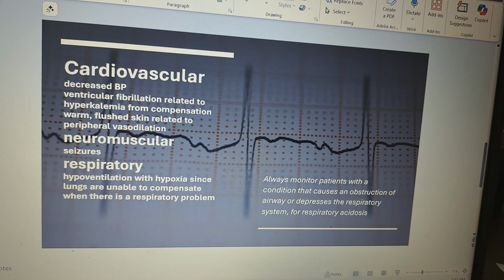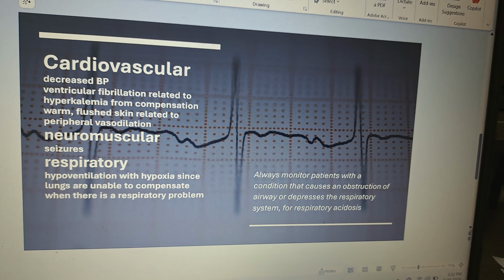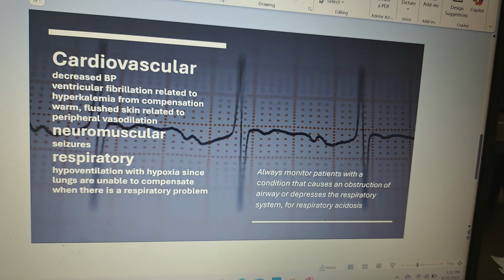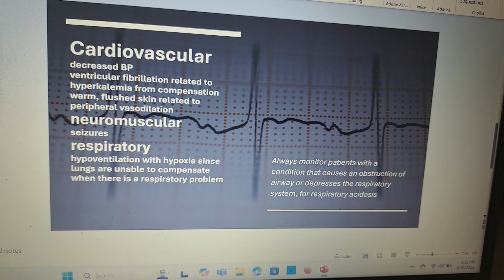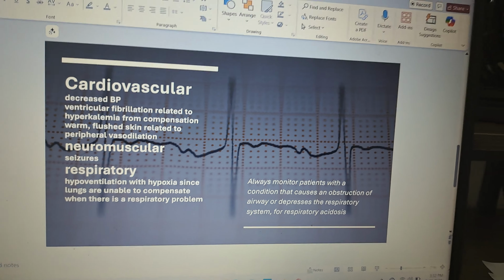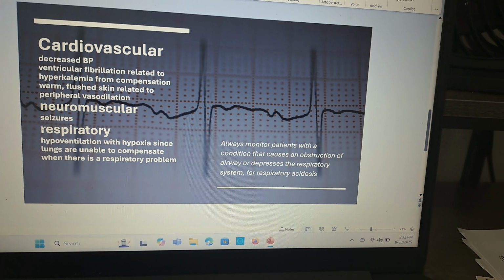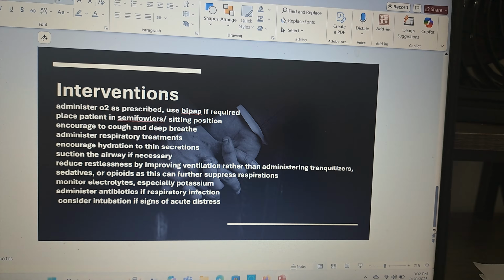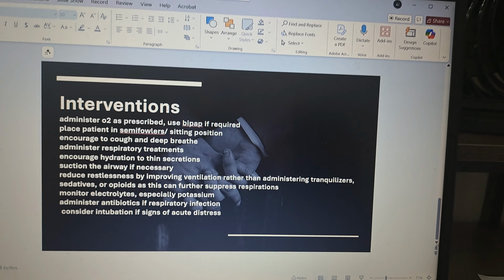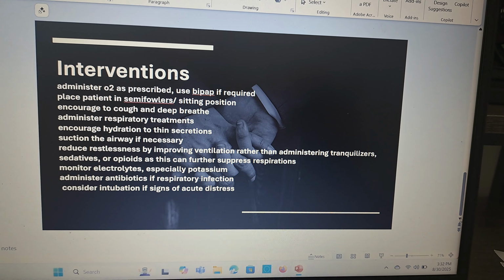When it comes to respiratory, same hypoventilation with hypoxia, because the lungs are unable to compensate when there is a respiratory problem. So these are some of the symptoms that you should monitor for your patient. And then the last one is the interventions.